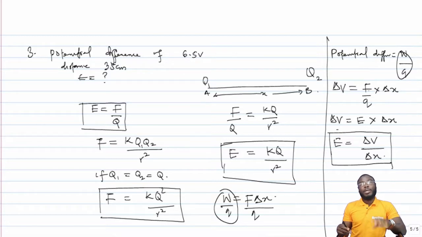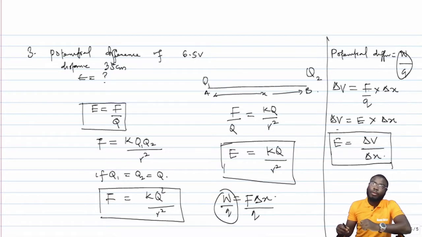Electric field intensity is force per unit charge. Electric field intensity is potential difference over distance. Are you getting it? You know that your potential difference is work done per unit charge. You know that your force is equal to kq squared over r squared, if the charges are identical. So you need to have those formula handy, so when they ask you, you just apply it straight on.